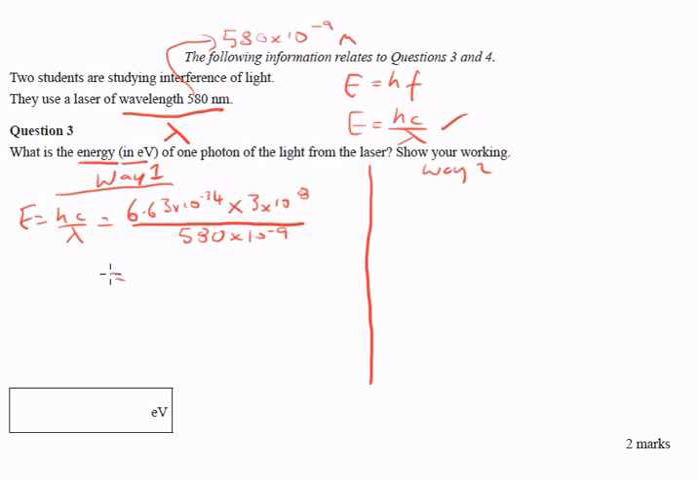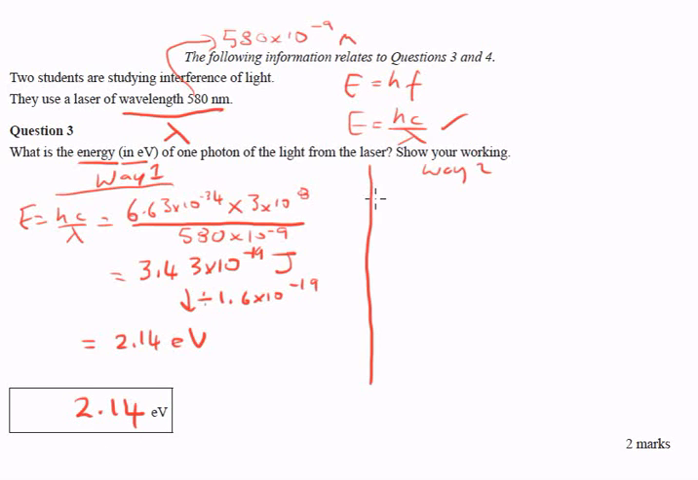So when you work that out on your calculator, you get 3.43 by 10 to the minus 19 joules. That's the unit for energy. From here, we have to put it into electron volts. So to go from joules to electron volts, we divide by 1.6 by 10 to the minus 19. And when we do that, we get 2.14 electron volts.